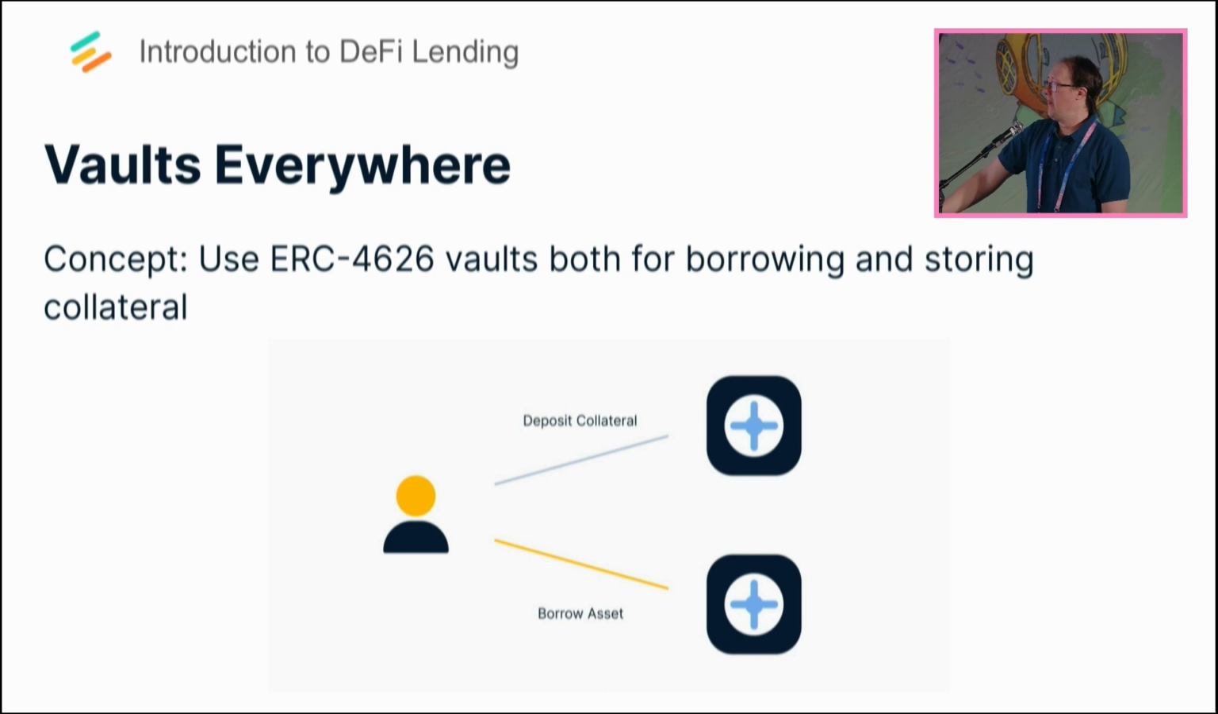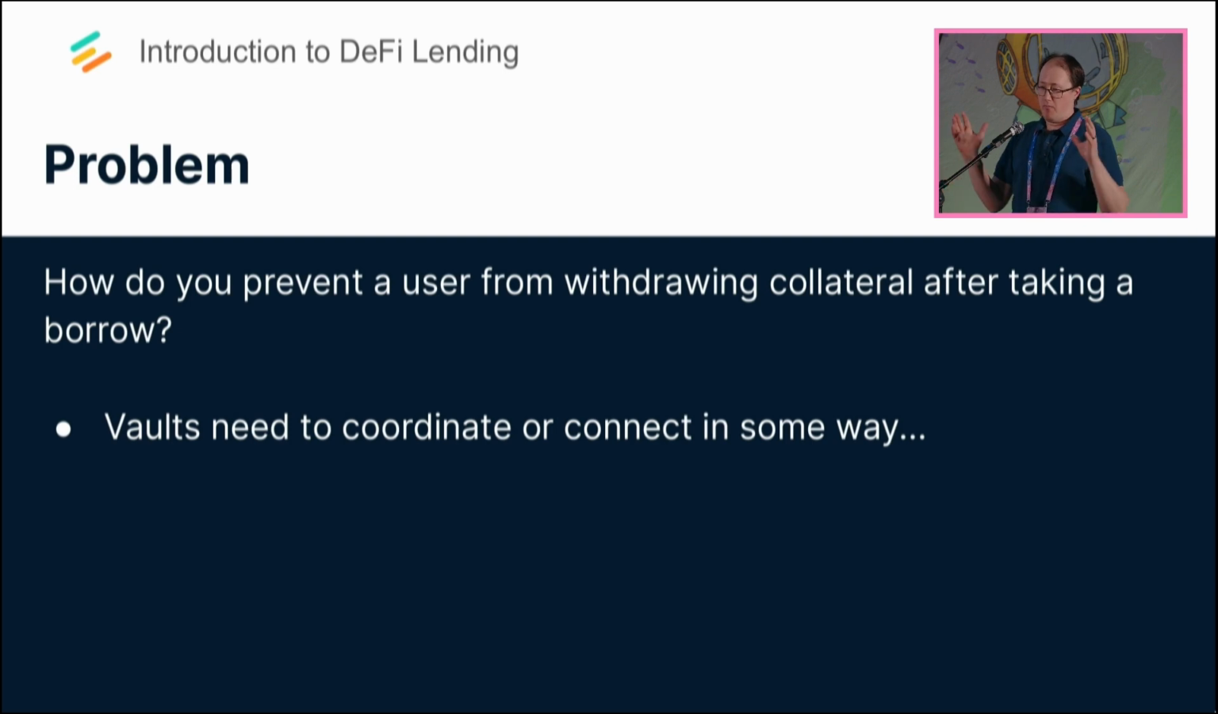So our concept at Euler is to use ERC-4626 for everything, for all parts of this. Not only is the asset being loaned out 4626, but also the collaterals. When you want to take out a loan, obviously you need to put up collateral, so those collaterals will themselves be held in ERC-4626. That's the idea.